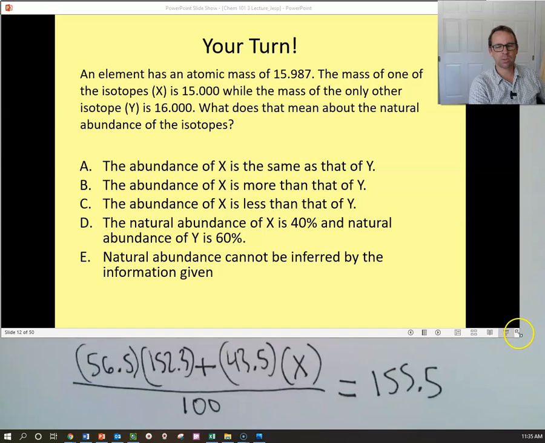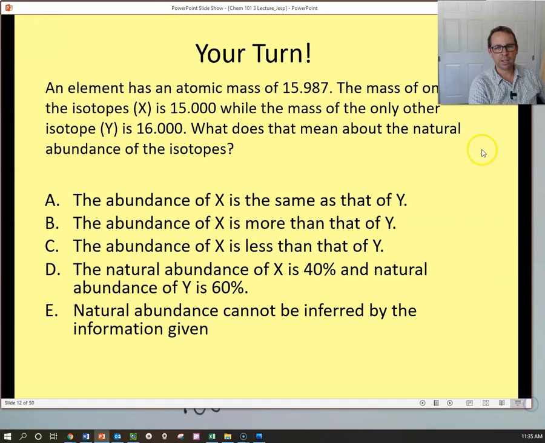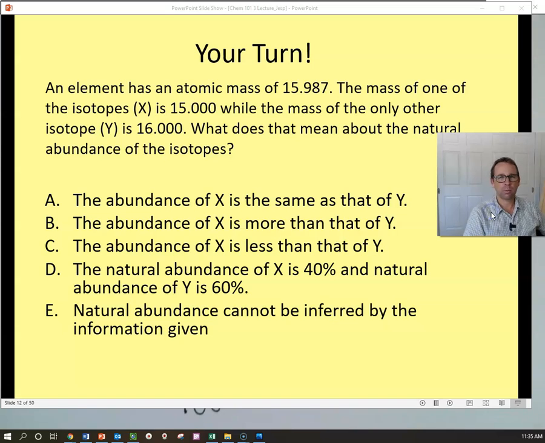All right, here's another one. This one doesn't require a calculator, but it does require an understanding of what the terms mean, isotopes and so forth. So if an element has an atomic mass of 15.987, a theoretical element, the mass of one of the isotopes, X, is 15, and the mass of the other is 16. What does that mean about the natural abundance of the different isotopes?